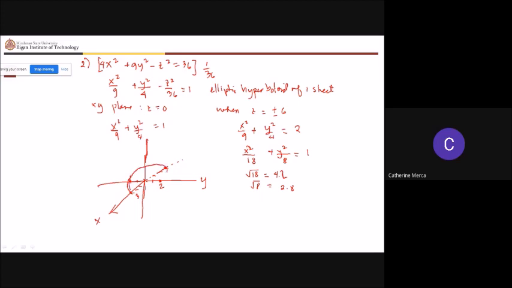Your ellipse at your xy plane. Now, this is when z is equal to 0. That's at z equal to 0.